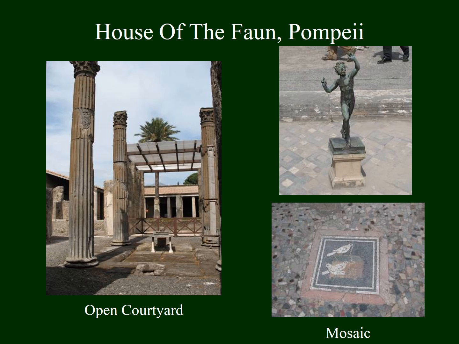Here we see some additional examples of aspects of people's homes. I was lucky enough a few years ago to travel to Italy and spent time in Pompeii. This was the House of the Faun. On the left, we see the open courtyard design. On the right, we see a statue of a faun, and we see a mosaic that was very prominent within people's homes.